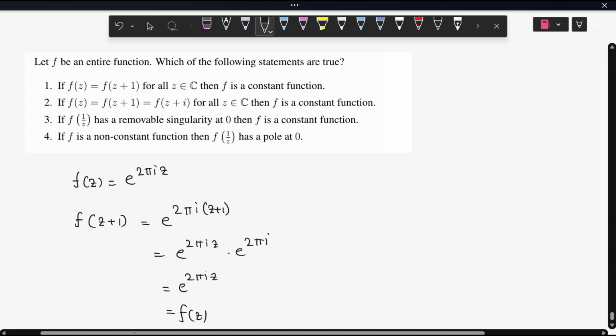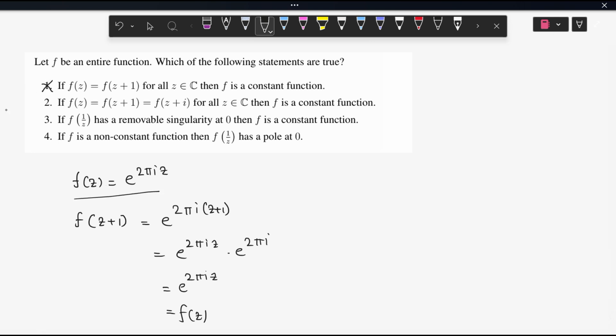So now this function f is non-constant. So statement 1, or option 1, is false. So now let's move on to option 2.